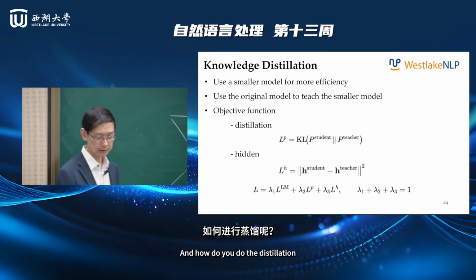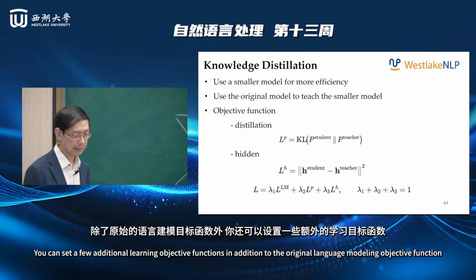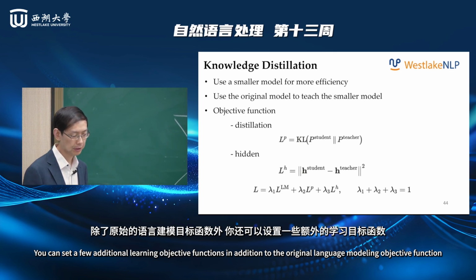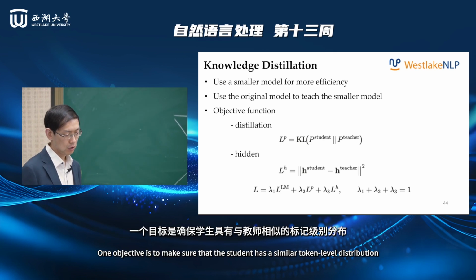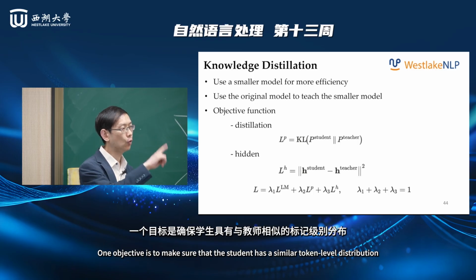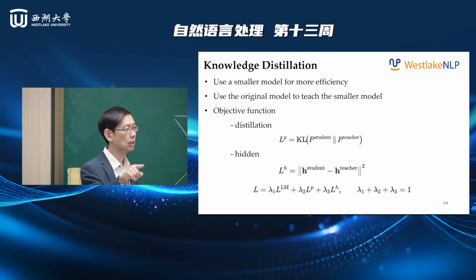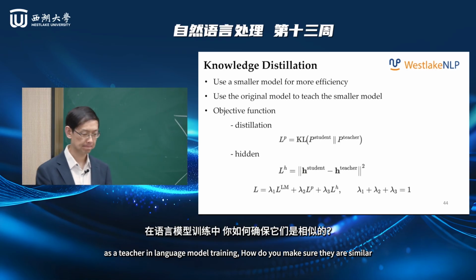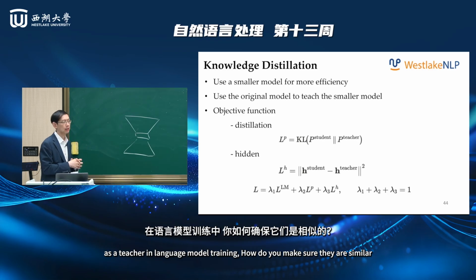And how do you do the distillation? You can set a few additional learning objective functions in addition to the original language modeling objective function. So one objective is to make sure that the student has a similar token level distribution as the teacher in language model training. How do you make sure they are similar?